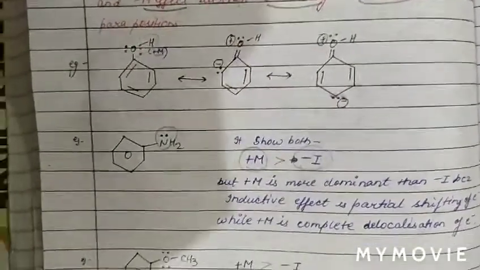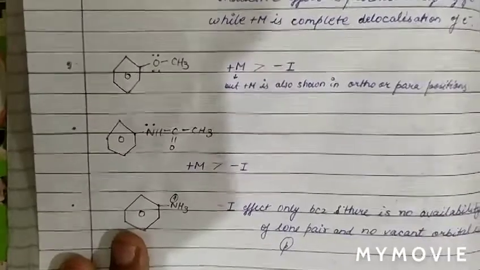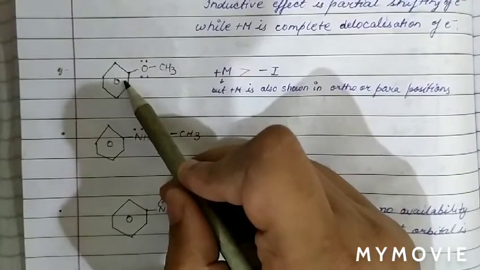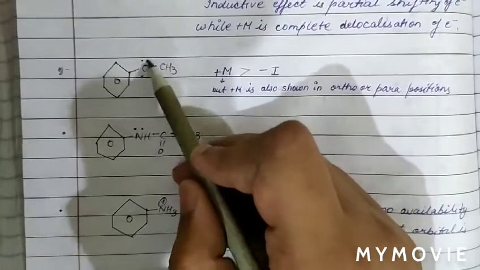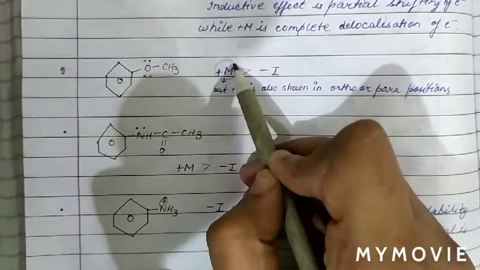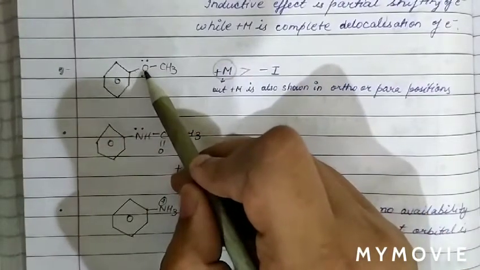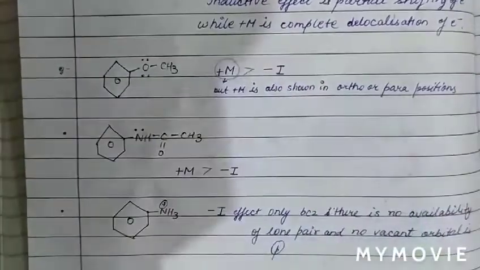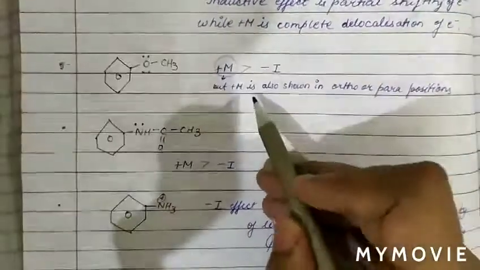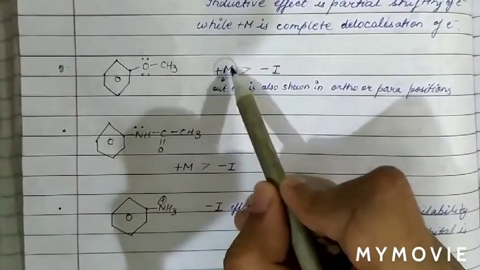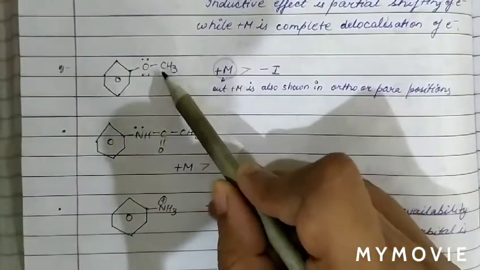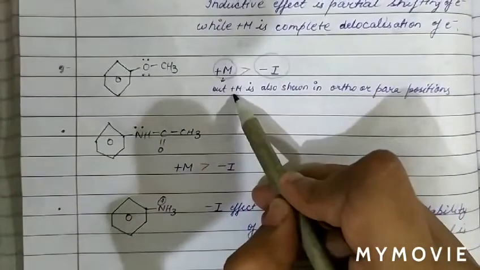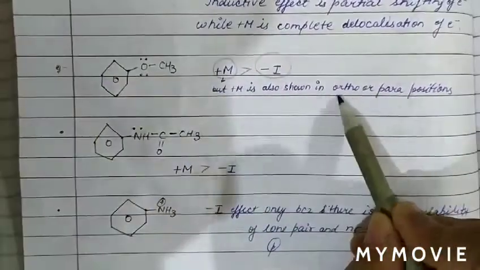The next case is again, we can see the atom which is attached to the benzene ring has a lone pair. So we can say this group will behave as plus M. But after donation of the electron pair, there will be a positive charge on the oxygen atom, so it can behave as a minus I group also. So basically it can behave as both plus M and minus I, but the plus M effect of this group is stronger than the minus I. So we can say due to plus M, the electron density increases at ortho and para position.